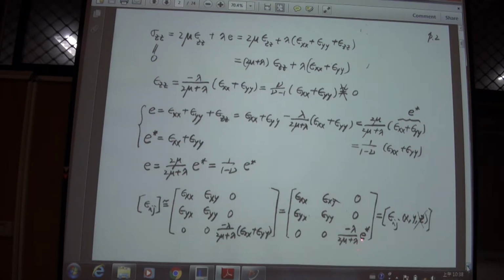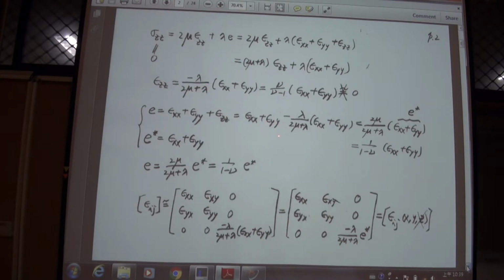The normal strain ε_zz is not equal to 0. Okay, and also let me look at the symbol here. What does little e stand for here? Little e stands for ε_xx plus ε_yy plus ε_zz, and ε_zz can be replaced by this formula. So we can replace this ε_zz by this one. Okay, we just take this over here.